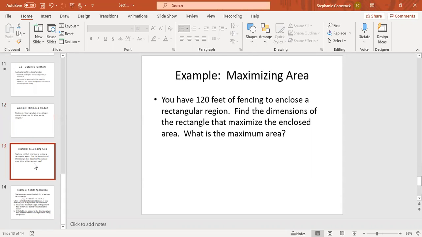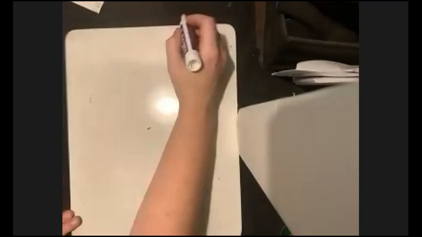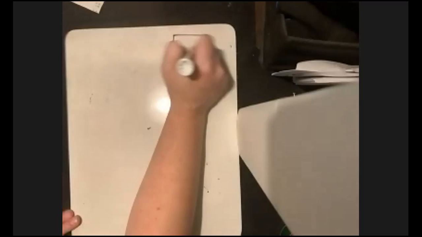So for this one, you have 120 feet of fencing to enclose a rectangular region. They want us to find the dimensions of the rectangle that will maximize the enclosed area. Okay, so we'll take a look at this one. So first off, I have a rectangle. Let me draw myself up a pretty little rectangle here.